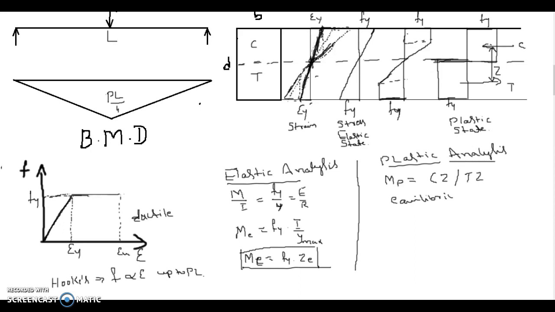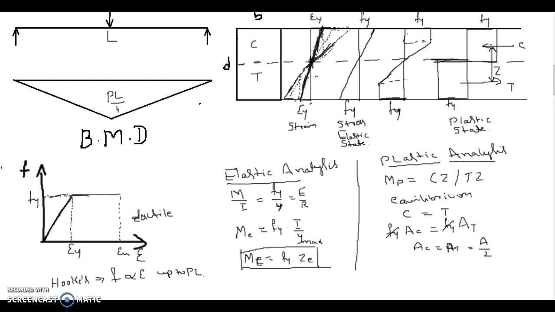Also we know that for equilibrium, C should be equal to T. So what is C? It is Fy into the area of compression, equal to Fy into the area of tension. So Fy gets cancelled, and the area of compression should be equal to the area of tension. Therefore, both the areas should be half of the total area.